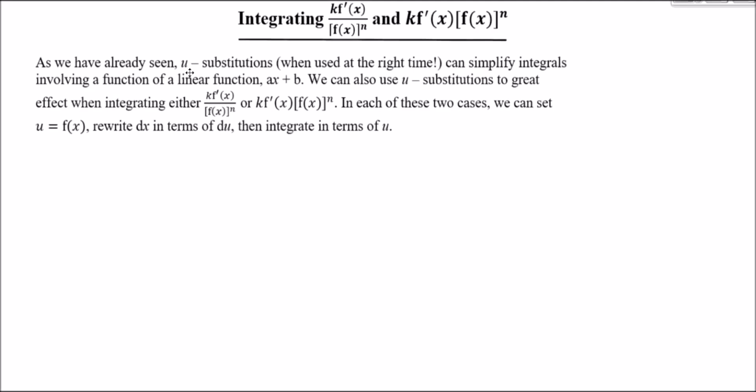As we've seen already, U substitutions, if you use them right, can simplify integrals involving a function of a linear function, ax plus b. We can also use U subs to great effect when integrating this or that, like I've said in the title, which are essentially both the same. In each of these two cases, we set U equals f of x, rewrite dx in terms of du, then integrate in terms of U.